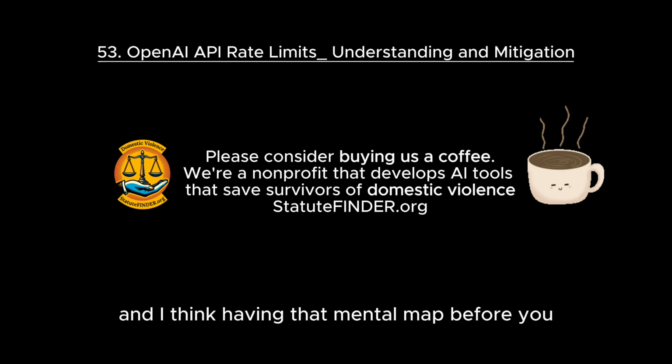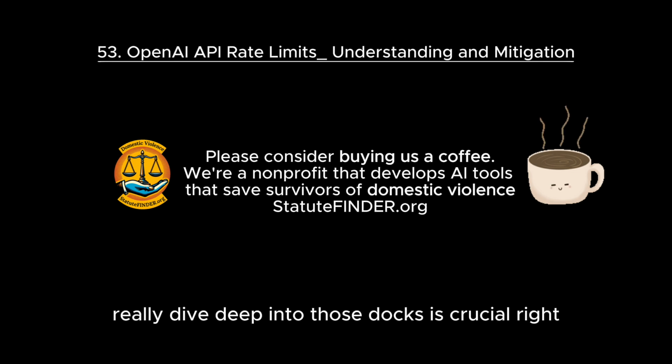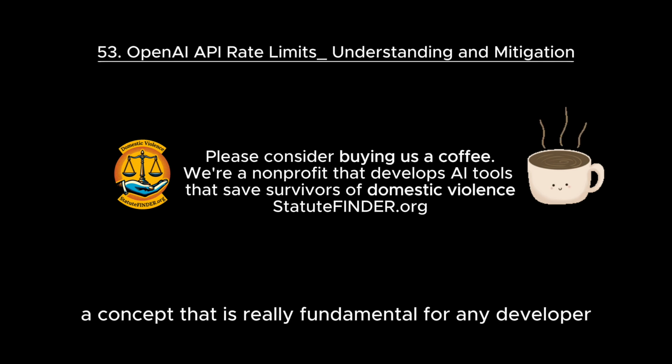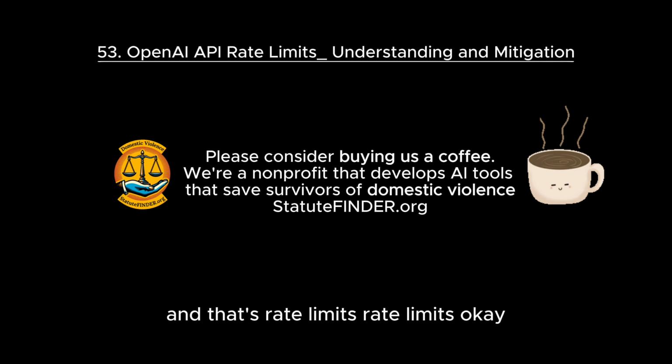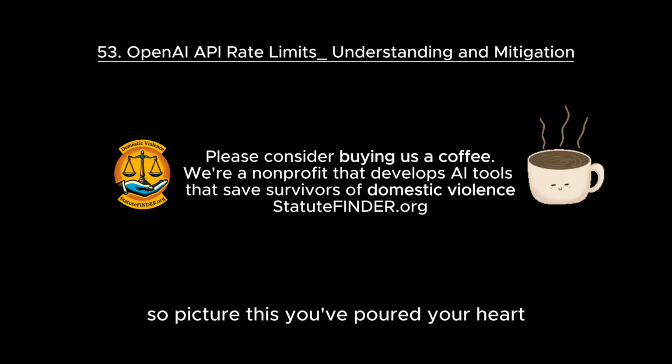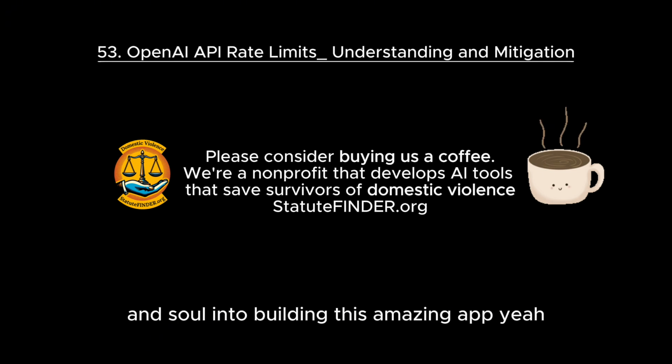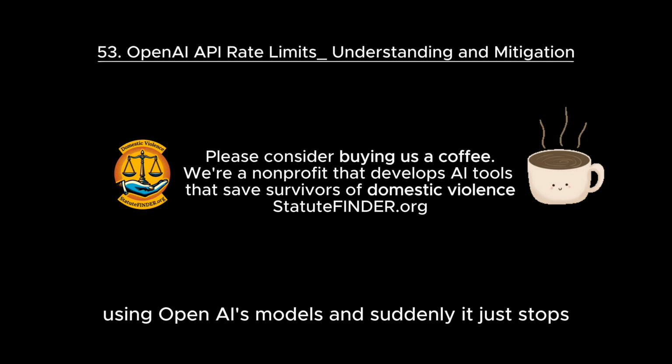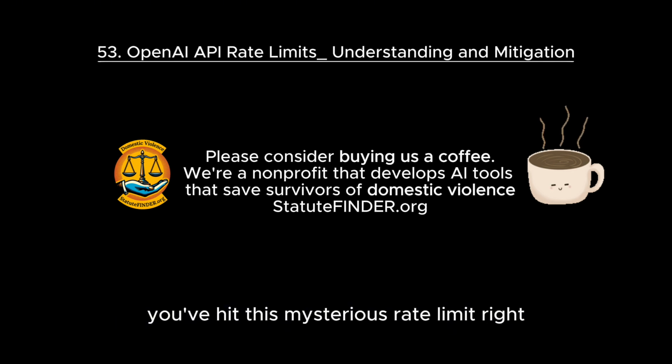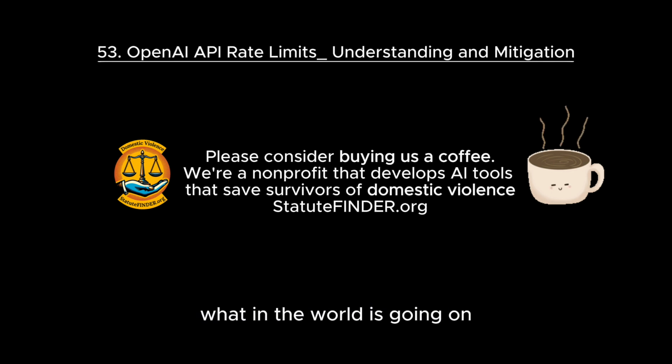Exactly. And I think having that mental map before you really dive deep into those docs is crucial, especially when you're trying to grasp a concept that is really fundamental for any developer, and that's rate limits. Rate limits. Okay, so picture this. You've poured your heart and soul into building this amazing app using OpenAI's models, and suddenly it just stops. You've hit this mysterious rate limit. Right. What in the world is going on?